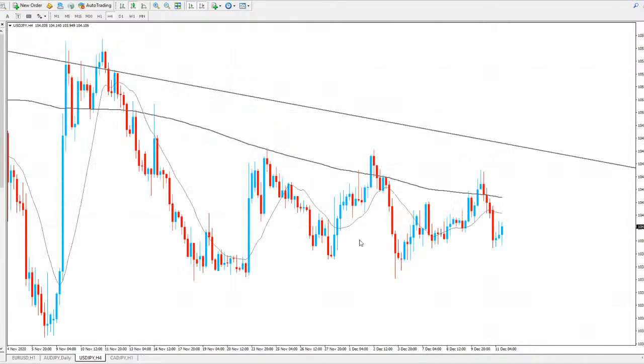USD/JPY starting to look a little bit bullish again. Previous support all across here, didn't quite get to that, so we might see price roll back over and go and test that support. But again, no real trade for us, essentially just moving sideways.